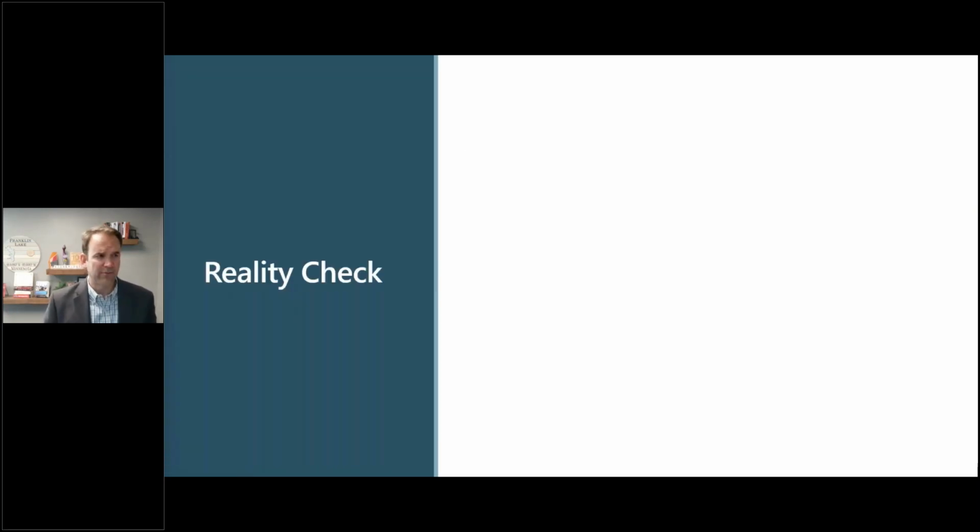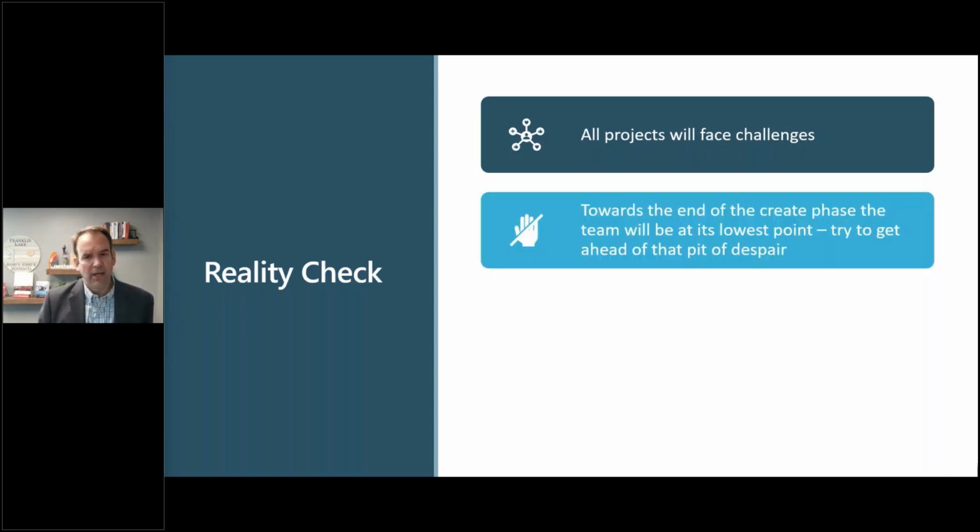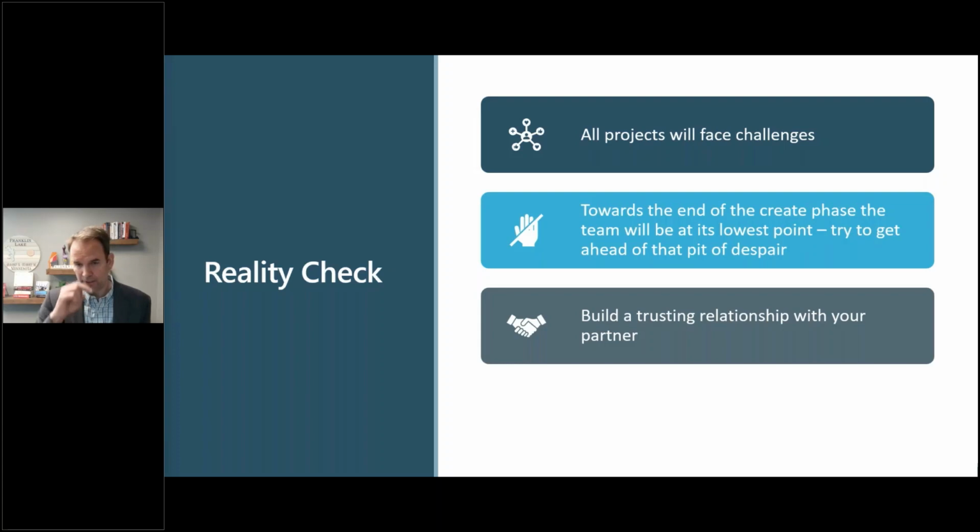So just as we think about this side of the business of the implementation, I just want to do a quick reality check. All projects are going to face challenges. If you think you can go through an ERP solution or a CRM solution and you're not going to have any challenges, you're wrong. It's going to happen every time. So the question is, how do you plan for it and how do you work through it once those come up? And that pit of despair typically happens at the end of the create phase. So if you know that going in, you can be ready for it.